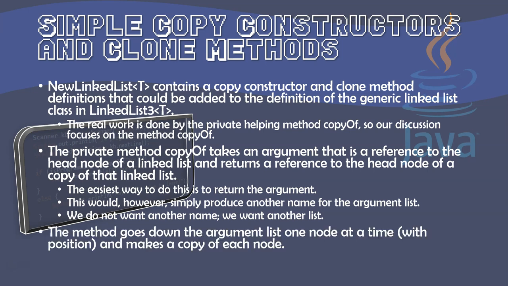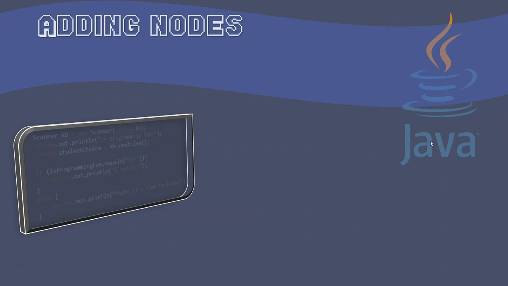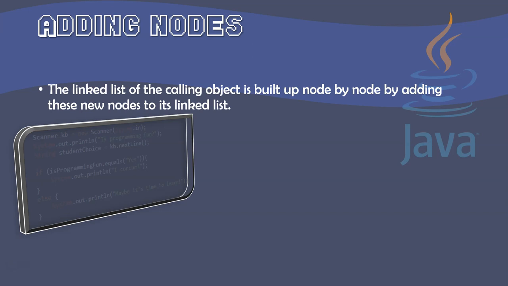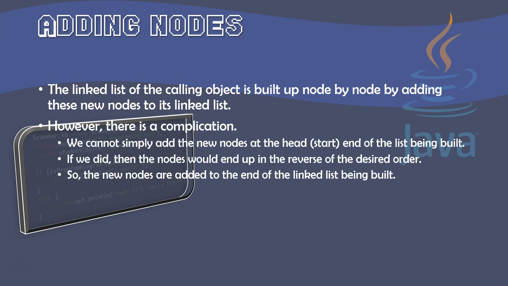So the method is going to go down the argument list one node at a time with the position, and therefore make a copy of each node. Now, when we start looking at how we actually add nodes into this new list, the linked list of the calling object is built up node by node by adding these new nodes to its linked list. However, we do run eventually into a complication. We can't simply add the new nodes to the head or the start of the list being built. If we did, then the nodes would just end up in the reverse of the desired order. So the new nodes are therefore added to the end of the linked list being built.